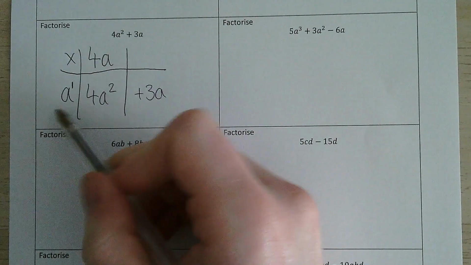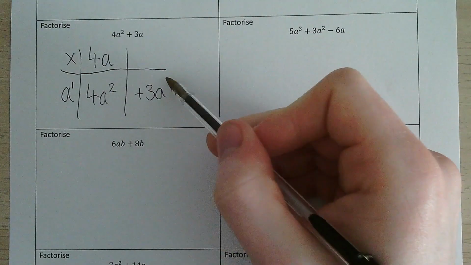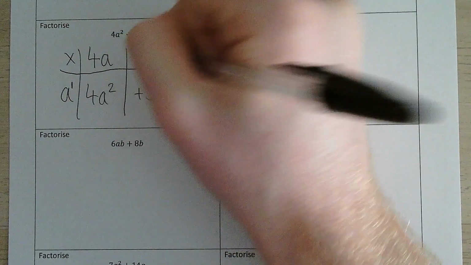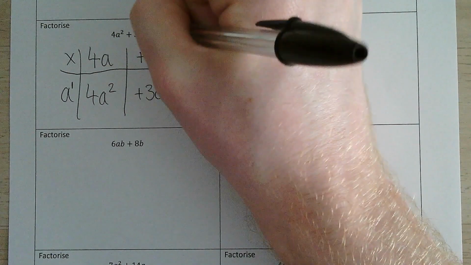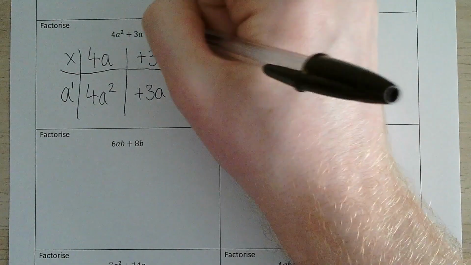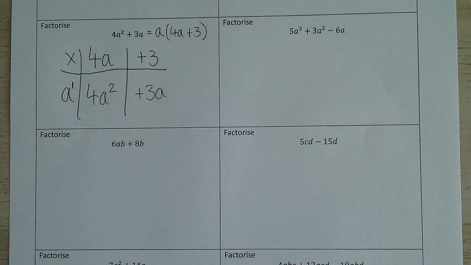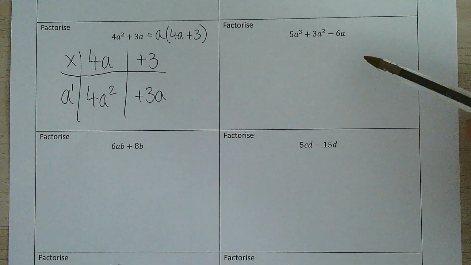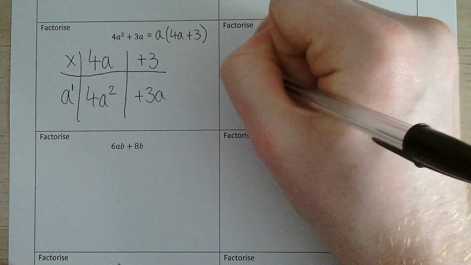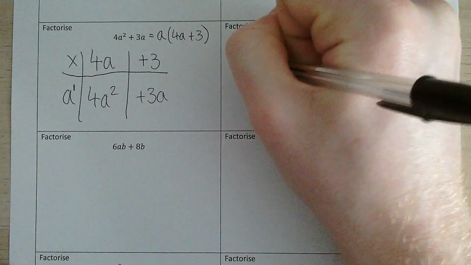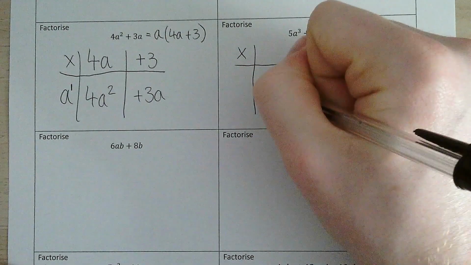Plus 3a divided by a, the a's will cancel each other out, so we get plus 3. And we'll write our final answer, a on the left of the grid method, and then 4a plus 3 on the inside of the bracket. Question 4 is very similar. We just have more terms in the initial question to deal with.